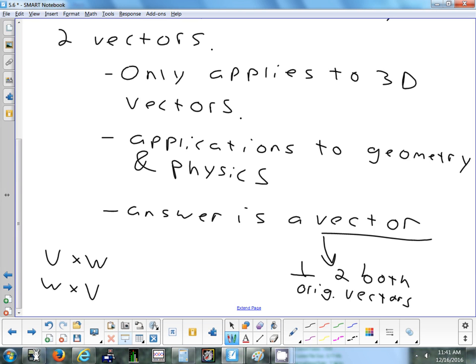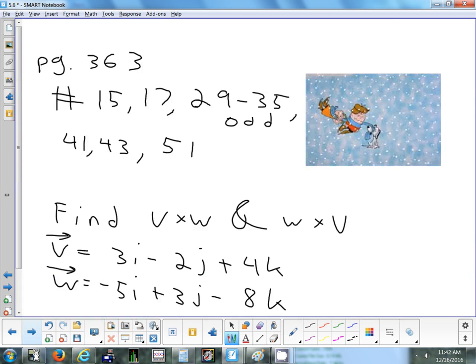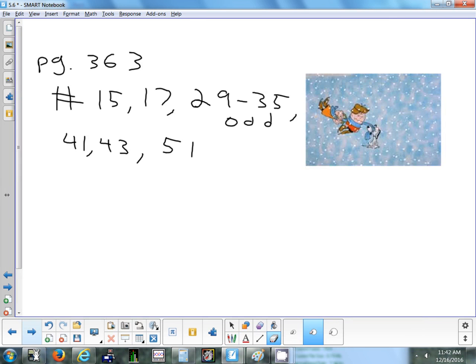Any questions on just the concept? What a cross product is, or what the result of a cross product is? It's right there. Okay, so I think that's a good place to stop.